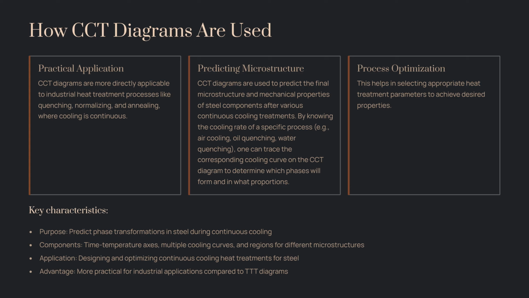Key characteristics. Purpose: predict phase transformations in steel during continuous cooling. Components: time-temperature axis, multiple cooling curves and regions for different microstructures. Application: designing and optimizing continuous cooling heat treatments for steel. Advantage: more practical for industrial applications compared to TTT diagrams.